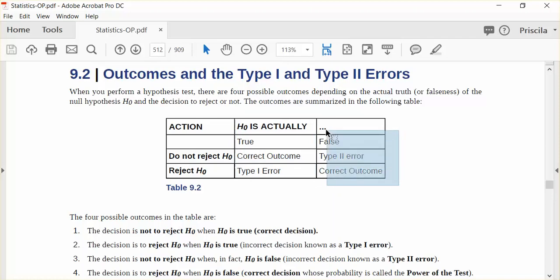On the other side of the coin, we have the type 2 error. Okay, now the null hypothesis that you're testing is actually false.